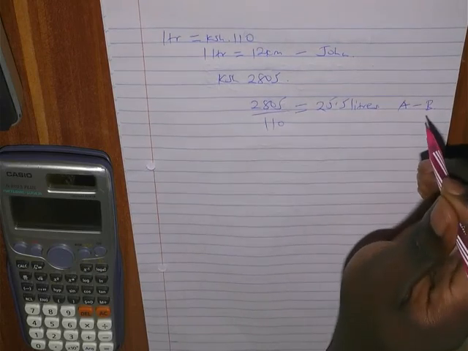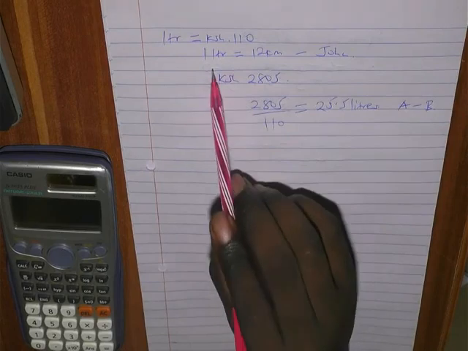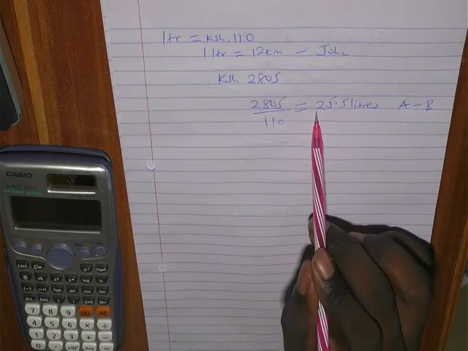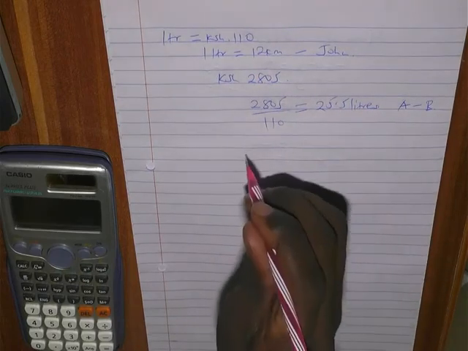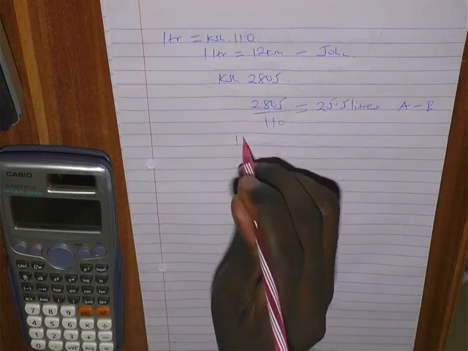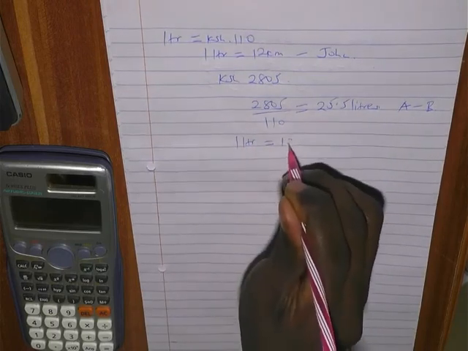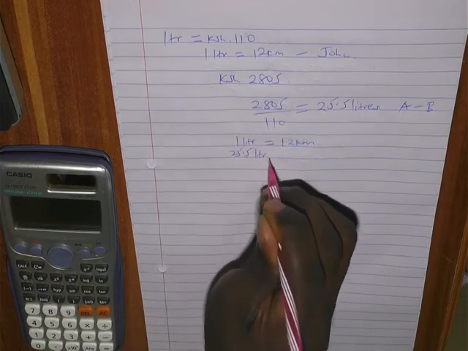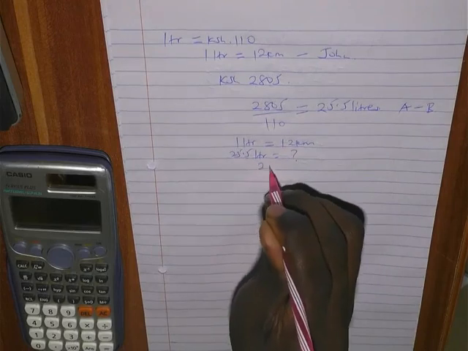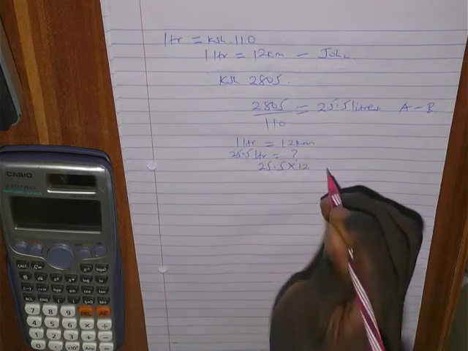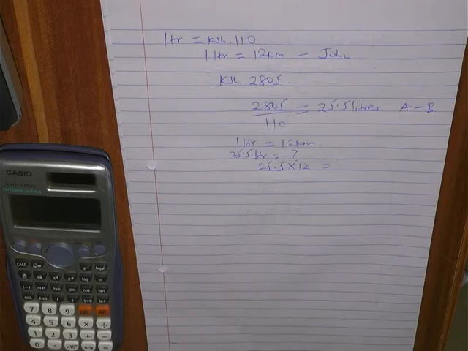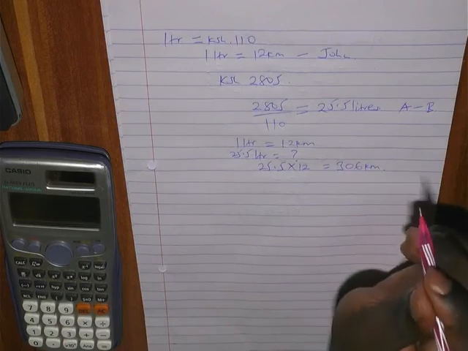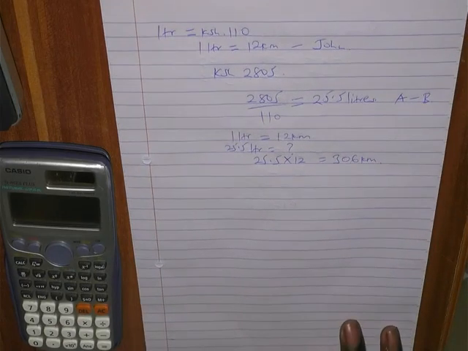If 1 liter takes him 12 kilometers, what's the distance that 25.5 liters is going to take him? So we just say 1 liter takes him 12 kilometers, what about 25.5 liters? So it's going to be 25.5 times 12. That gives us 306 kilometers. So the distance from A to B is 306 kilometers.